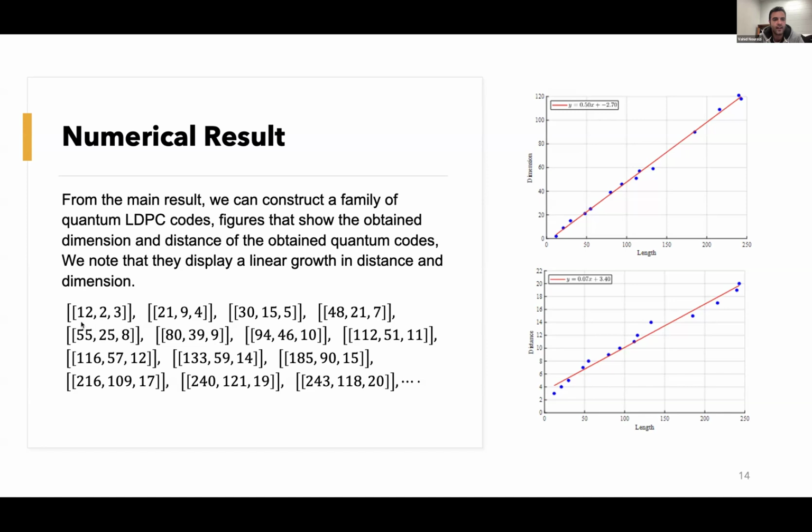Generally, for example with the 12-2-3 code, we have two logical qubits, because the dimension is 2. We send the two logical qubits to the algorithm to find the logical error rate. And after simulation, we must find the logical error rate for some physical error rate that happens in the quantum circuit.